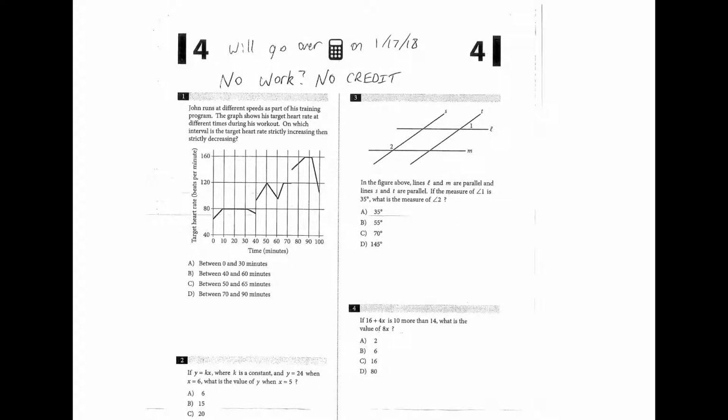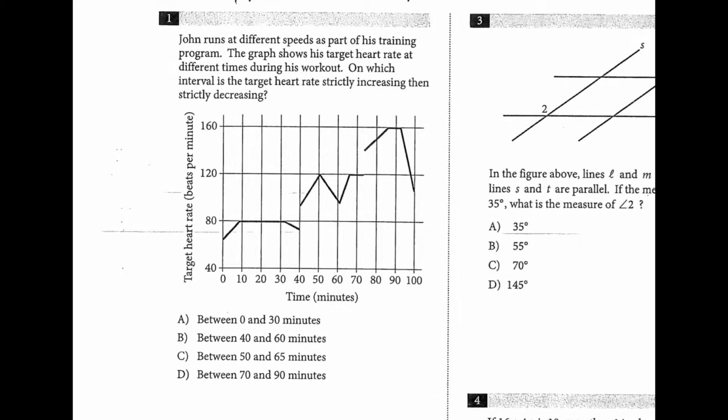Today we're going to go over the practice SAT questions from yesterday, beginning with number 1. The key idea here was, on which interval is the target heart rate strictly increasing, then strictly decreasing? If we trace some of the options, between 0 and 30, we go increasing, and then we flatline. By 30, we have never gone down, and we're not strictly increasing because of this flat line. That's why A is wrong.